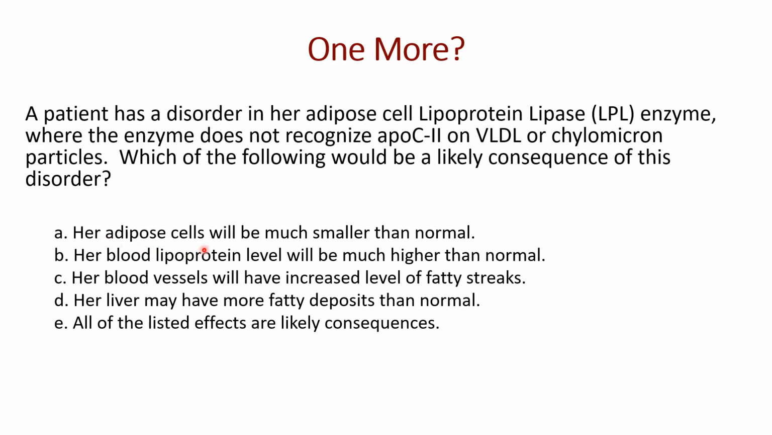Her adipose cells will be much smaller than normal. Does that make sense? Well, it sure does. Lipoprotein lipase will bind the VLDL, and it will bring the fat in, and then the fat is put into triglycerides, and that's going to cause the adipose tissue to swell and get bigger because it's incorporating more and more and more fat. And if you can't bring the fat in from the VLDLs, then the cells won't grow. They won't incorporate fat. So that sounds pretty good.